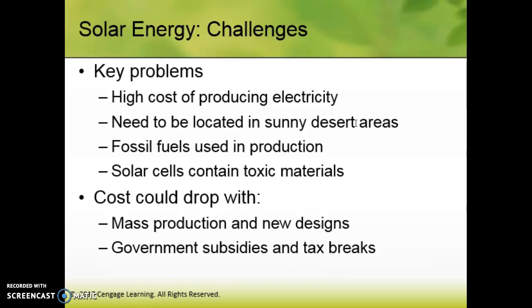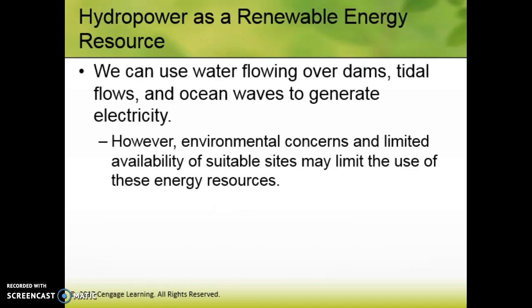The cost of solar energy could drop if we can mass produce them, if we can make better designs that use fewer rare materials, rare minerals, those types of things. And then if we subsidize our future, if we subsidize creating these and make it cheaper, then it's going to be cheaper. So how do we use water?